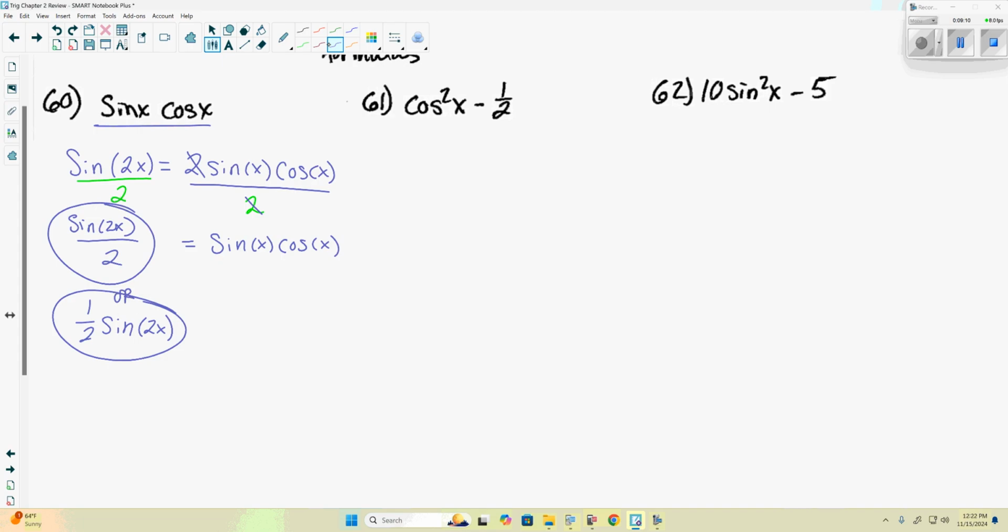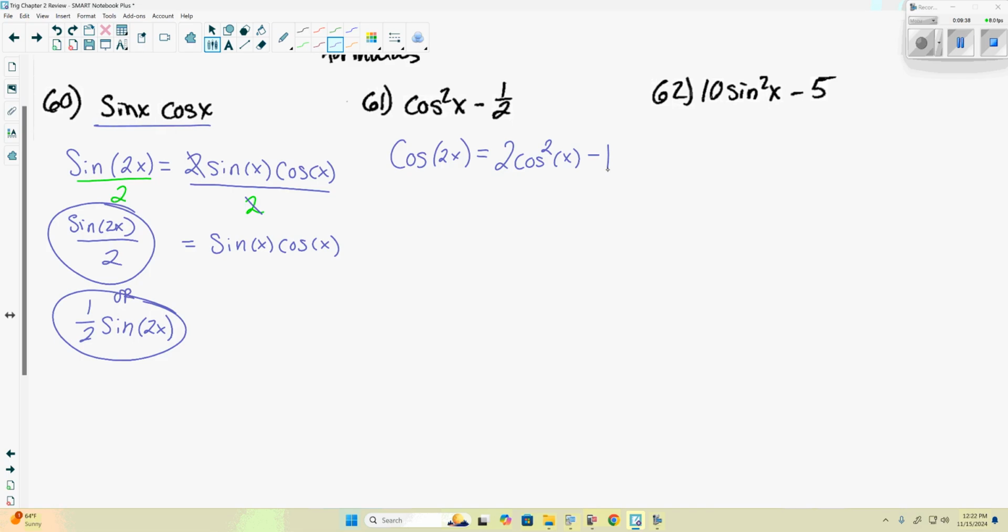If we look at this next one, 61, cosine squared of x minus 1/2. Out of all the double angle formulas, there's only one that has cosine squared, and that's our cosine of 2x. Because cosine of 2x is equal to, there's several, but 2 cosine squared of x minus 1.